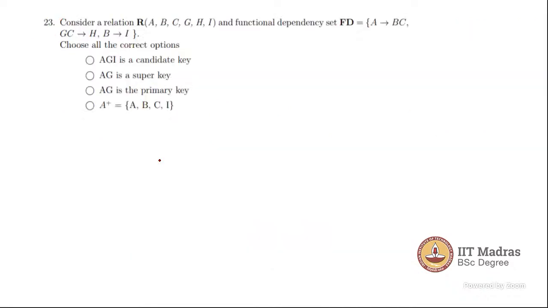Now next example, same example is there. We just have to select the correct option. Whether AG is a candidate key or not. So it is not a candidate key. AG is a super key. Yes, it is a candidate key and super key also. AG is the primary key. If it is a key, it is a primary key. Yes, this is also correct. Now closure of A plus. From A we can determine BC, and from B we can determine I. So A, B, C, I is the closure of A. So these three options are correct.